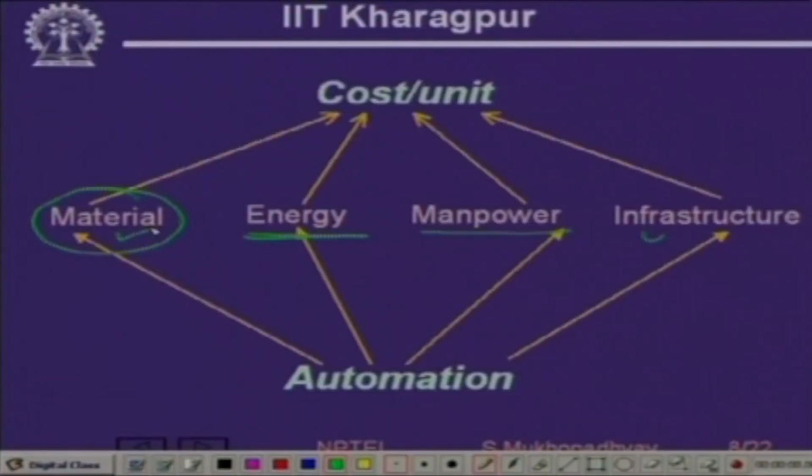So, obviously, if you try to find the per unit cost, what component goes to the infrastructure, then the total fixed cost must be divided by the number of units that you have produced while that infrastructure was used. Now, let us see how automation can really affect them. Automation can reduce material cost.